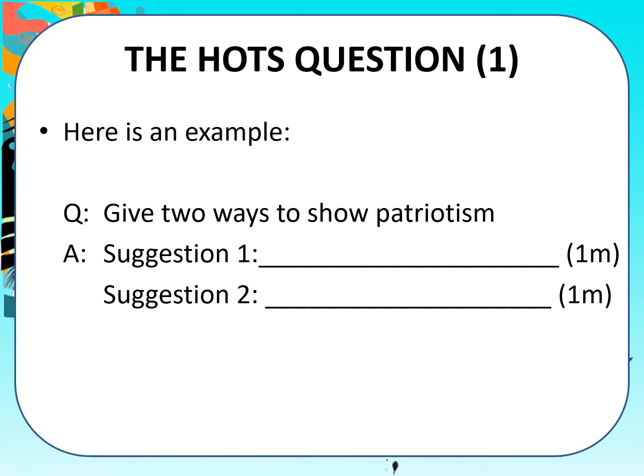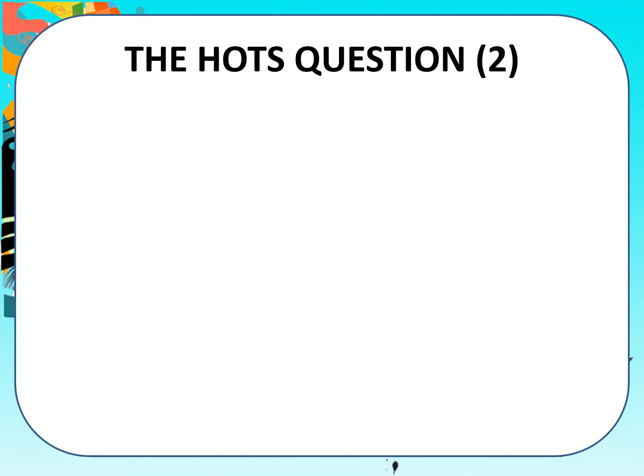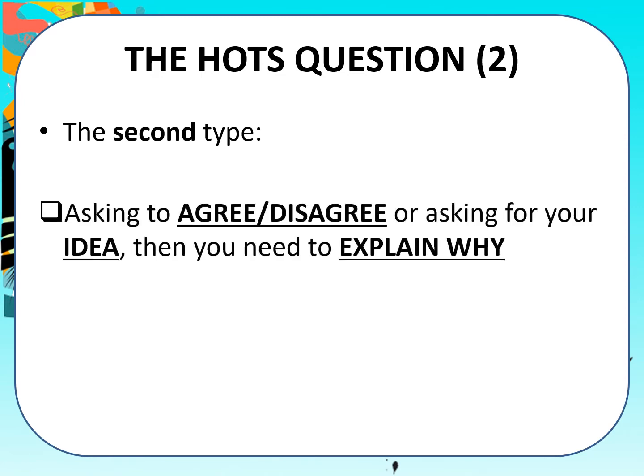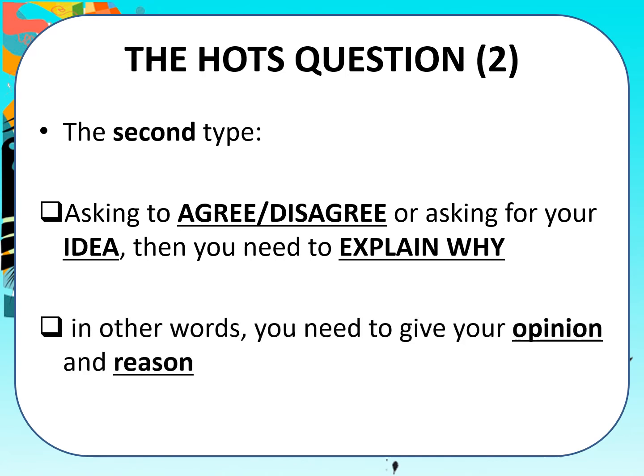Okay, are you ready for the second type? The second type of HOTS question looks like this. It will ask you to agree or disagree, or it will ask for your idea. Then you need to explain why. You see, there is a difference between this question and the first type. The first type only needs you to list down 2 ideas. But this one asks for your explanation. In other words, you need to give your opinion and reason.